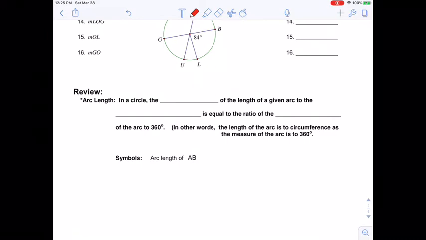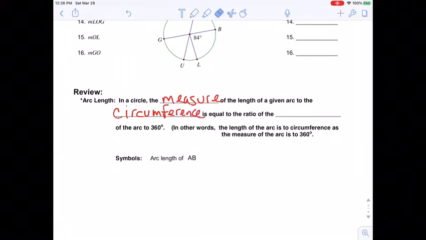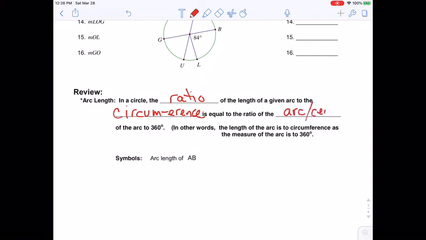Whereas when we talk about arc length, in a circle, the ratio of the length of a given arc to the circumference, oh, I think I misspelled circumference, because I think they really meant us to say ratio, is equal to the ratio of the arc or central angle of the arc to 360. In other words, the length of the arc is to the circumference as the measure of the arc is to 360. So that's sort of what I'm talking about.